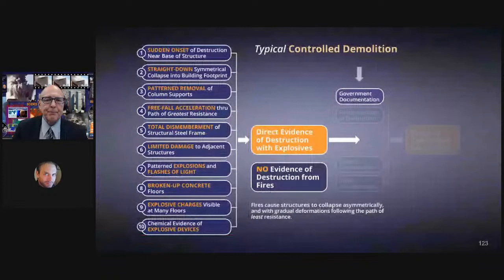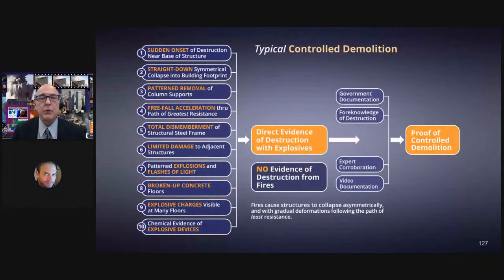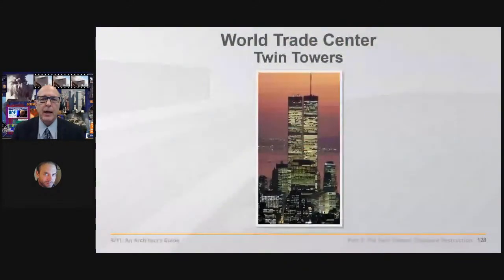So, with additional circumstantial corroborative evidence, such as government documentation, it could be helpful. Foreknowledge, we know in advance when a controlled demolition is going to take place. Experts agreeing, at least those experts without financial or political obligations that might sway their objective opinion in the matter of whether a building has been brought down with controlled demolition or not. And video documentation, all this can be quite helpful in proving whether there is a controlled demolition. That's what we're going to apply, that proof, to the Twin Towers. Let's get right into it.